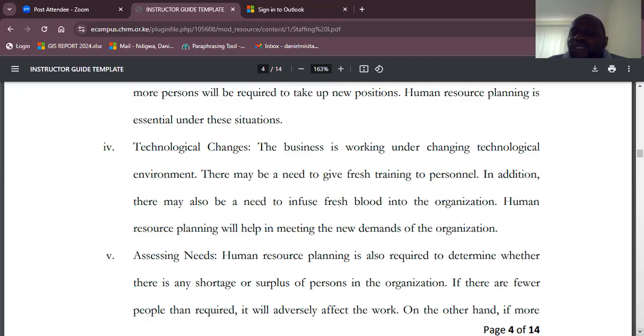They will be able to train those employees so that once they train them, they can infuse fresh blood into the organization. So technology plays a very critical role. And nowadays it has become even easier to analyze the organization's needs in terms of human capital.